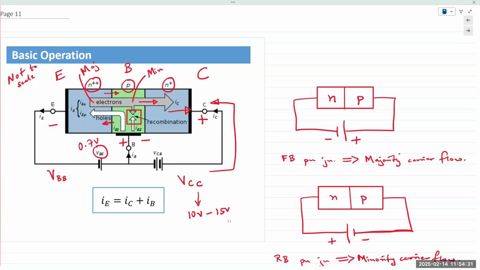Everyone, this is the most important thing, right? If a base emitter junction is forward bias, VBE will always be close to 0.7 volts because it behaves like a true diode.